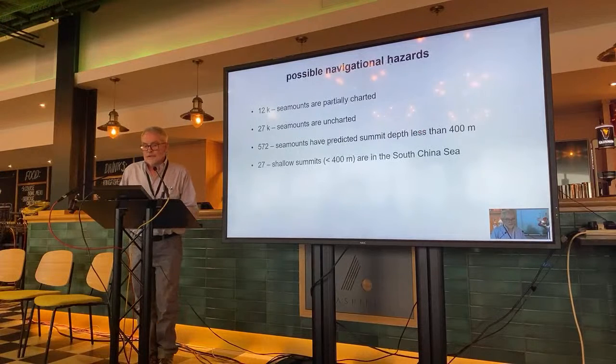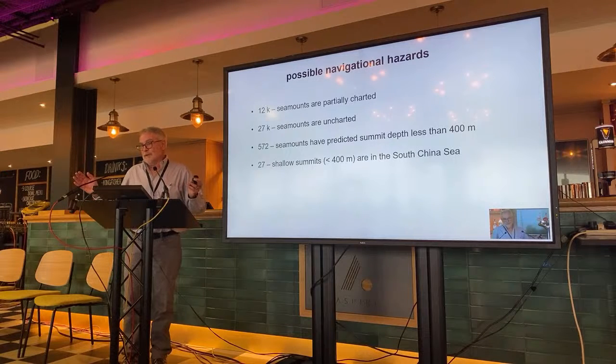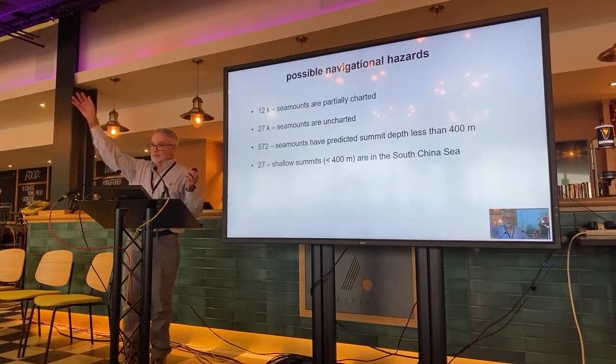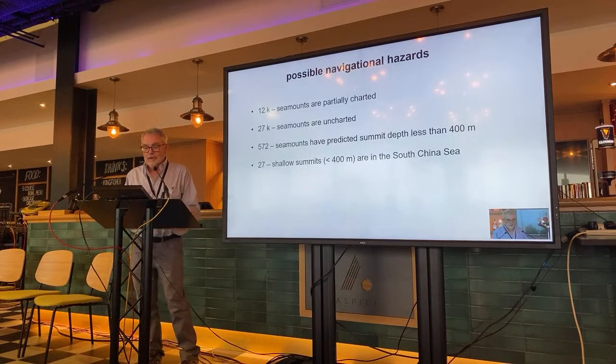Out of that list, there's 12,000 that are partially charted, 27,000 seamounts that are uncharted, and there's 572 that have predicted depths less than 400 meters. The error bar on this is like 500 meters, so it could be 0, it could be 1,000 meters. These are pretty much unknown. And then in the South China Sea, they were interested in that, we found 27 that were shallow.